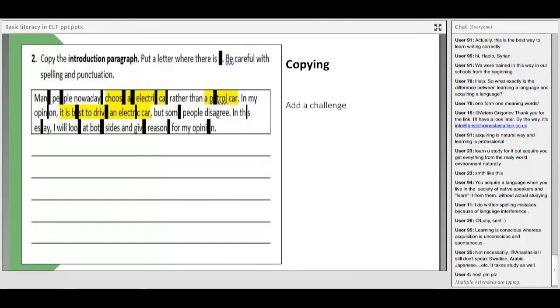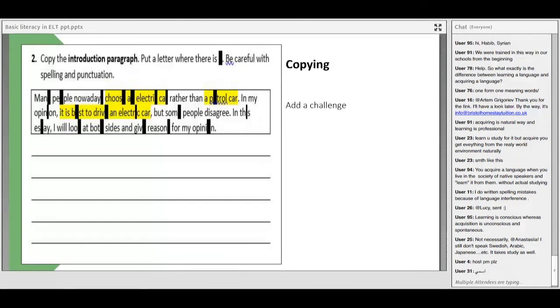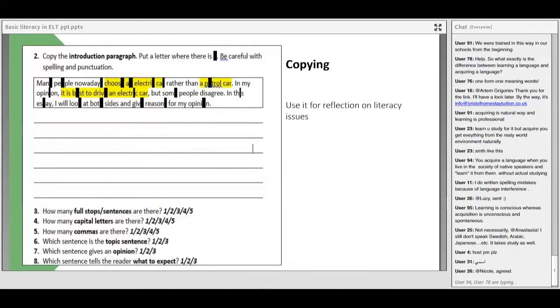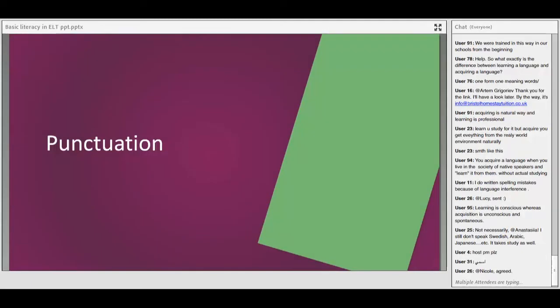So what you can do is add a challenge. For example, I'd ask people to copy this, but to put the letters in that are missing. It becomes more cognitive, but it still has the advantage of slowing them down and making them think about the spellings and so on, and letter formation. And then I can use that, number 3, how many full stops and sentences are there, to do further literacy work. The number of full stops and sentences will be the same, apart from the fact there's an I here, which takes it up to one more capital letter than full stop.